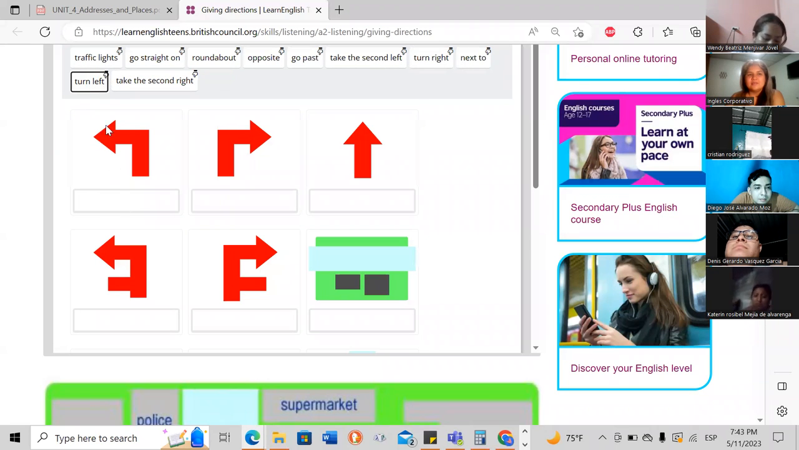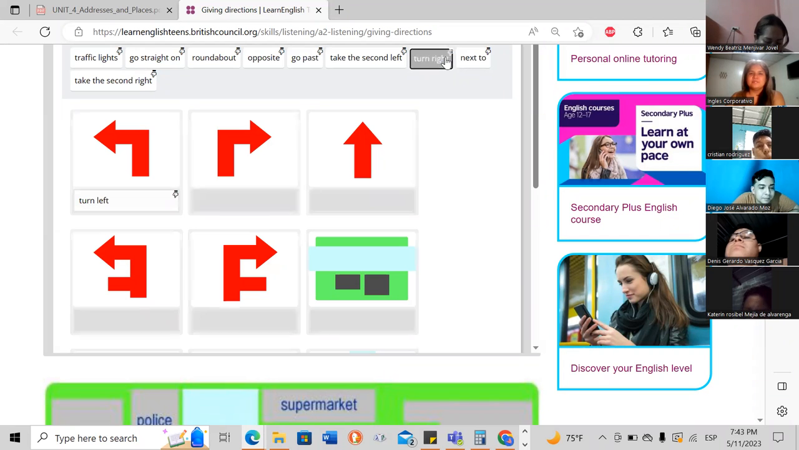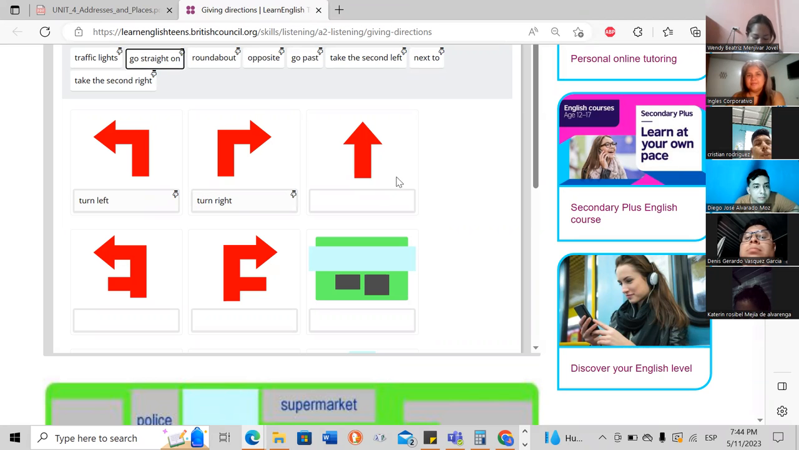Turn left. Ay, no la puedo mover. Okay, así es. Turn left, okay. And this one? Turn right. Okay. This one, do you remember? Go past. Go straight on. Go straight on. Camina recto.